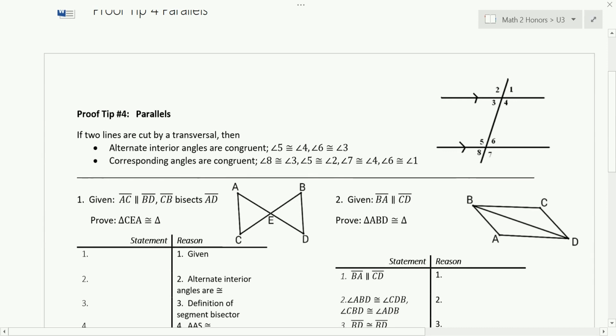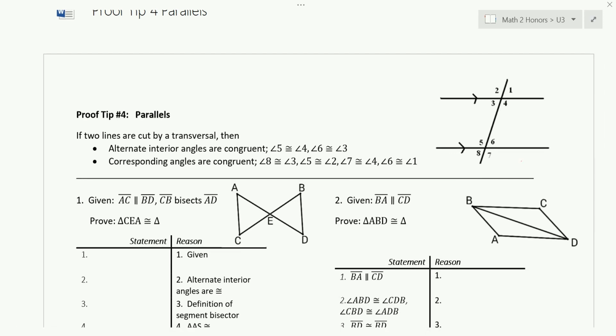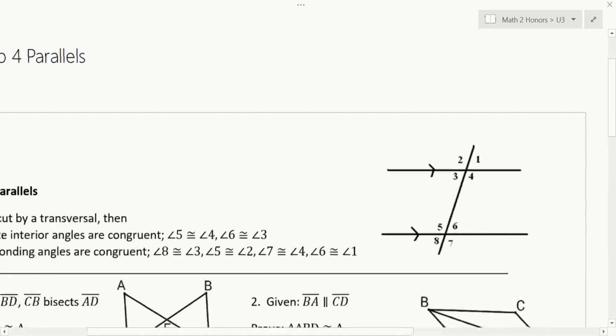When you were in Math 1 or in Math 8 Honors, you looked at the scenario where you had two parallel lines cut by a transversal. And you had all kinds of angle relationships. You had vertical angles, alternate interior angles, alternate exterior, corresponding, same side interior, same side exterior. There are all kinds of things that you guys looked at.